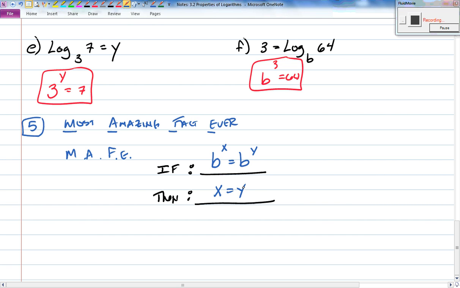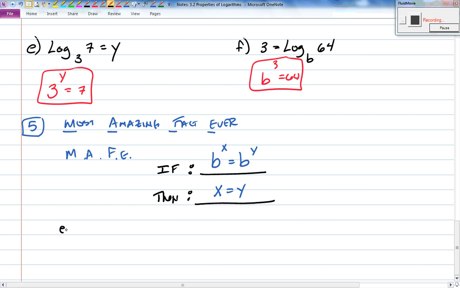X equals y. That's it. See, it happens every single year. Somebody figures it out. That's why I call it the most amazing fact ever, because it's almost like we already have this information somewhere buried in our brains, but we never actually think about it. So I'm telling you, if b to the x equals b to the y, then x has to equal y. It can't be any other way.